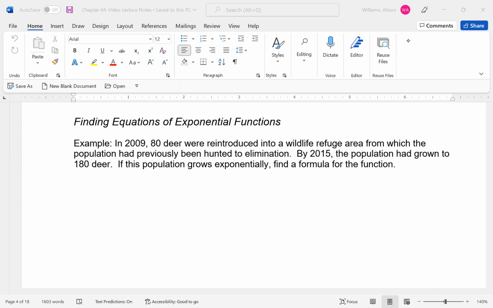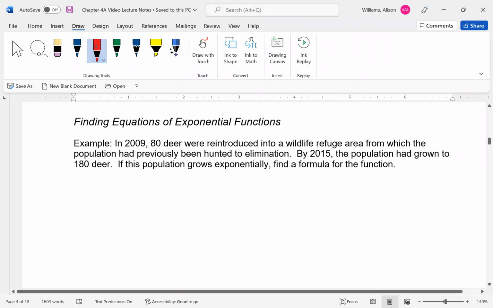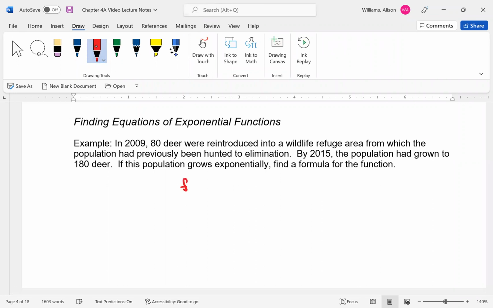So what we want to do is use our formula for exponentials. Now there were a couple versions of it, but because they didn't give us any sort of percent, let's use the version that has B. And I'm going to call it T instead of X. It really doesn't matter. But we'll use the form that uses what's called the growth factor. Okay, so what we do know is A, the initial amount of deer. So A in this problem is 80.